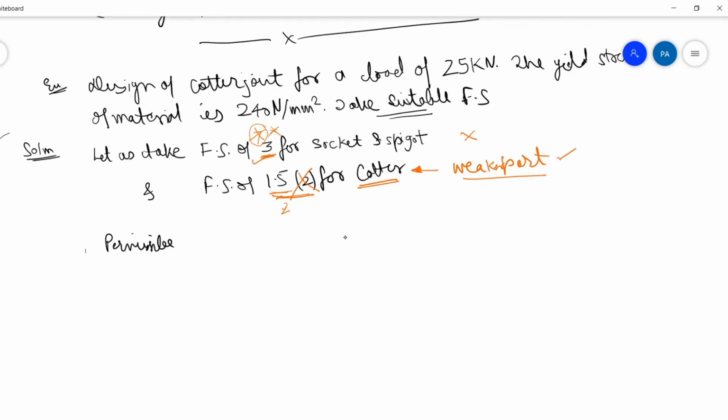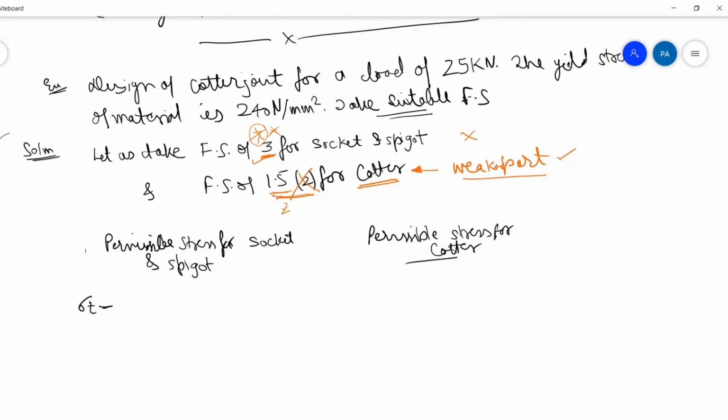Permissible stress for socket and spigot. And here I will write permissible stress for Cotter. So first I will write sigma t, that is equal to 240 divided by 3. You will get the value. Tau equal to 240 divided by 2 into 3. You will get the value. And sigma c is equal to 240 divided by 3 into 1.8.